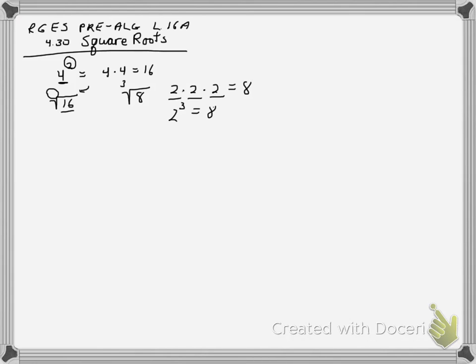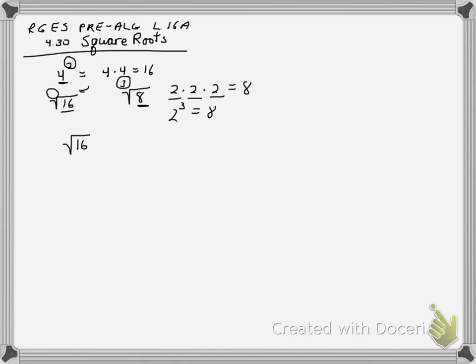Now, let's talk a little more. Again, my terms: the number under the root is called the radicand. The number up here is called the index, indicating whether it's a square root, cubed root, etc. And the sign itself is called the radical sign.